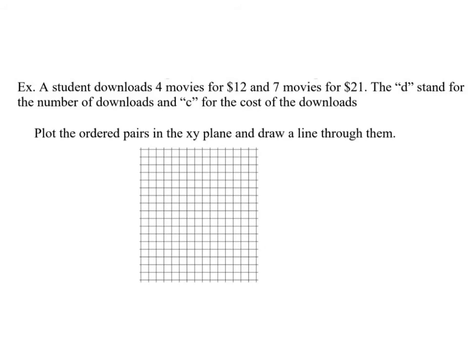So in this case, D, which is my downloads, is like my X value, because the number of downloads, number of movies, would tell me what my cost is. C is going to be my Y value. So 4 movies for $12 means 4 movies, comma, $12 is going to be one of my points. 7 movies, $21 is going to be my second point.